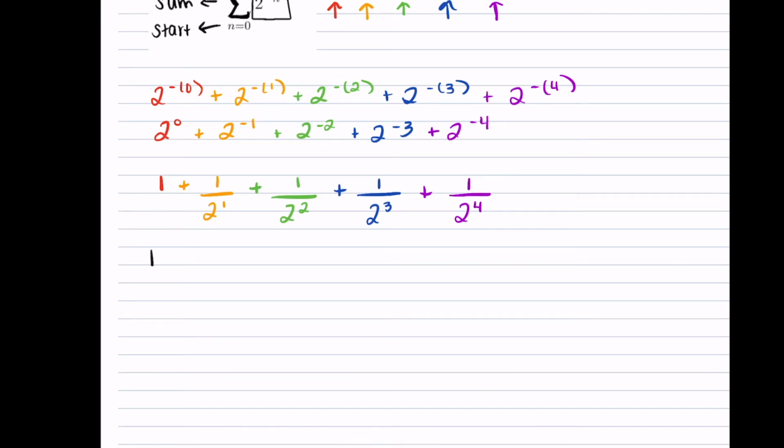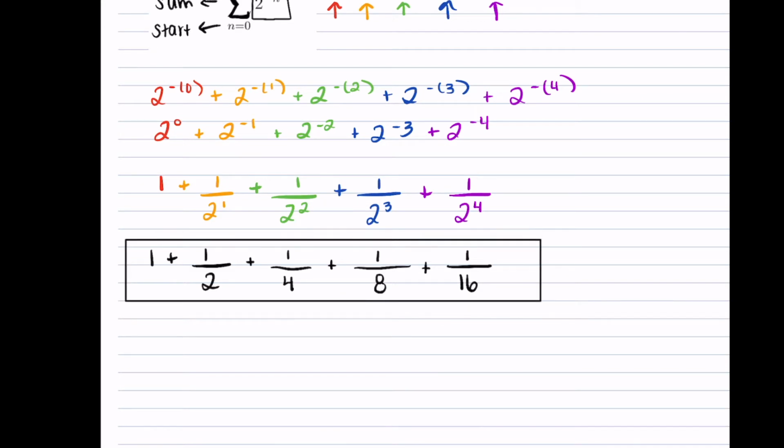So we can do 1 plus 1 over 2 to the first is 1 over 2. 1 over 2 squared is 1/4. 1 over 2 to the third, or 2 cubed, is 8. That's 2 times 2 times 2. And then finally, 1 over 2 to the fourth is 16. That's 2 times 2 times 2 times 2. And this would be our final answer for rewriting it as a sum.